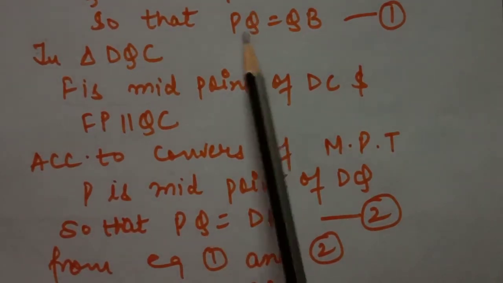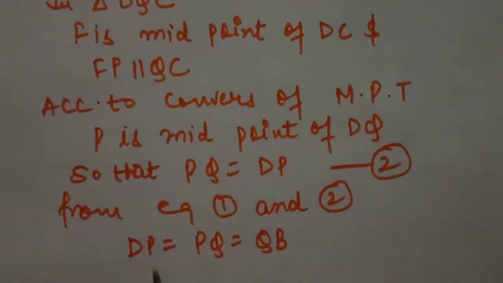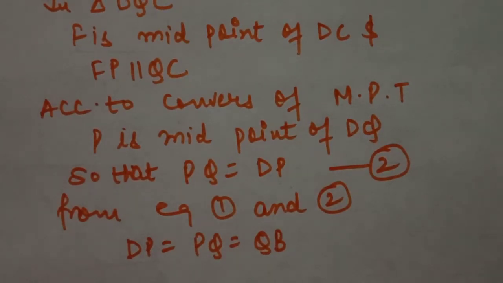In first equation, we have PQ and QB are equal to each other. In second equation, we have PQ and DP are equal to each other. From equation number 1 and 2, DP, PQ and QB are equal to each other. So we have proved that the diagonal DB is trisected by the two lines AF and CE. So with this question, today's lecture is finished now.